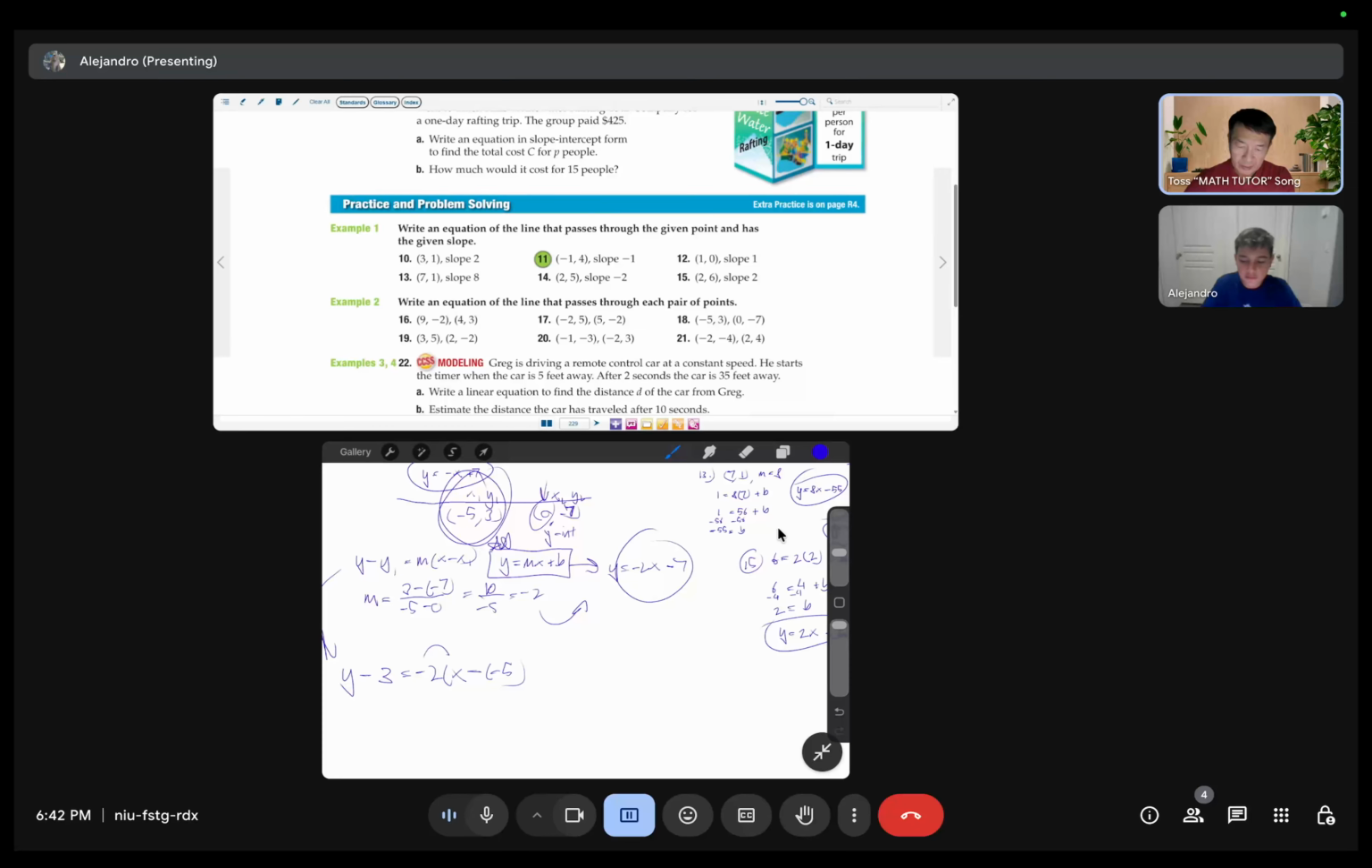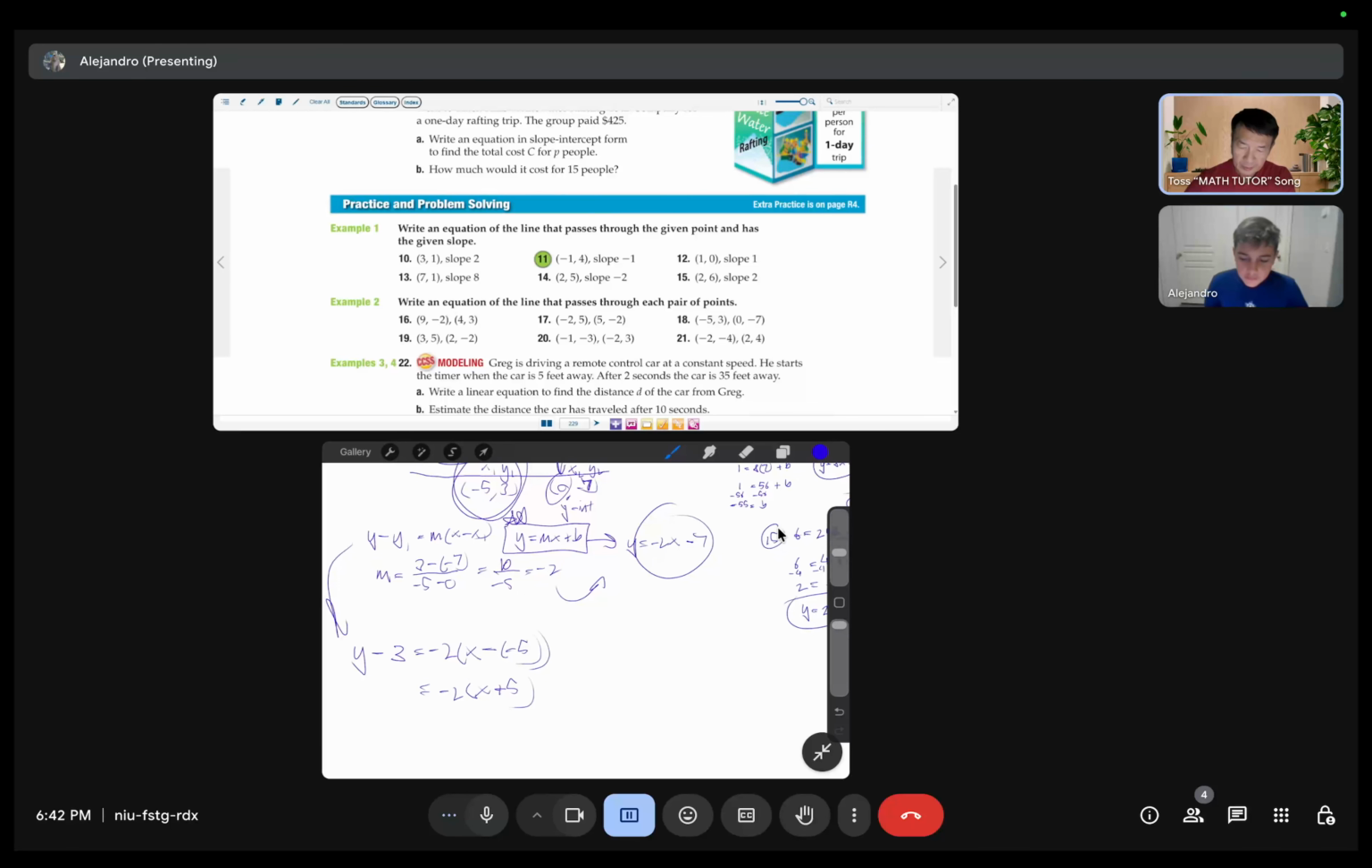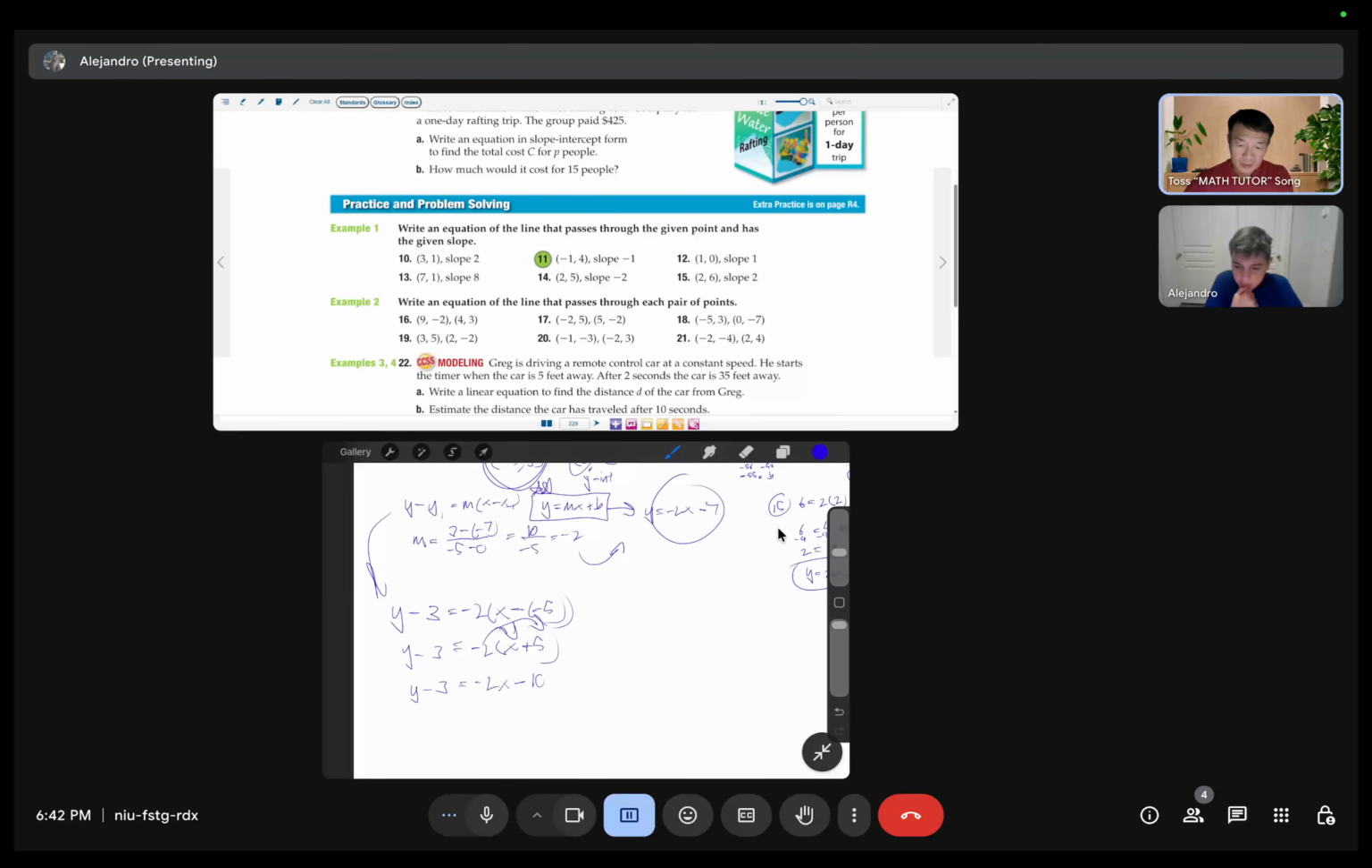All right, continue. Distribute. Oh, actually, let me clean it up first. So it's negative 2 times x plus 5, and y minus 3 on this side. I hope you're okay with that. Distribute. Negative 2x minus 10. Negative 2 times 5 is negative 10. And then plus 3 like that. So far, okay?